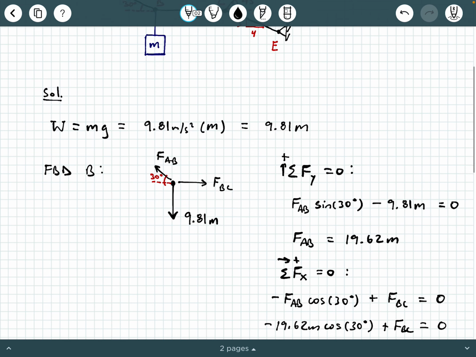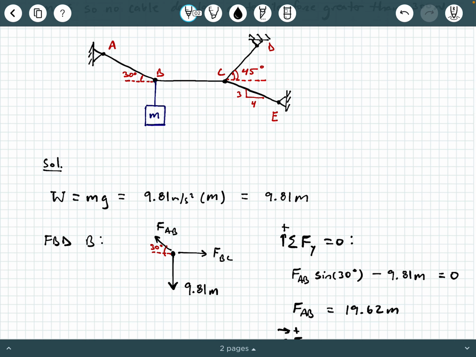And remember, that m is that unknown mass that's hanging there. So what I've done here is I have applied my equilibrium equations at particle B, and I have solved for the cable force in AB and in BC in terms of that mass m. But I'm not done yet, right? I have two more cables I need to worry about. So what I'm going to do now is move to point C, all right, or particle C.